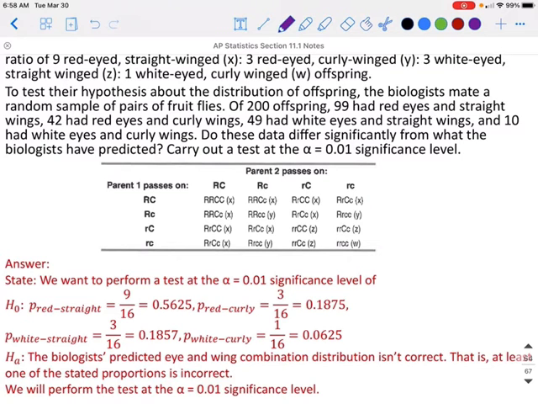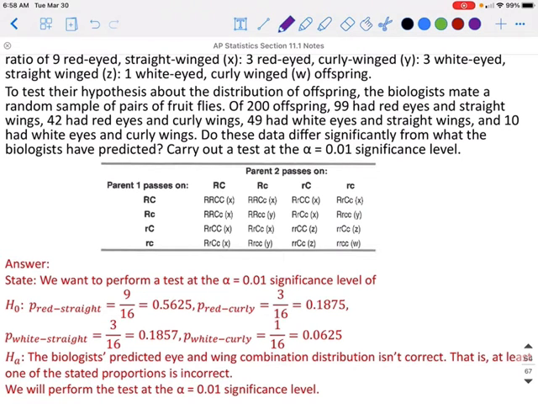The probability of having red eyes and curly wings is 3 out of 16, or about 19%. The probability of having white eyes and straight wings is 3 out of 16, and the probability of having white eyes and curly wings is 1 out of 16. The alternative hypothesis is that the biologist's predicted eye and wing combination distribution isn't correct. That is, at least one of the stated proportions is incorrect. And again, we will perform this at an alpha equals 0.01 significance level.